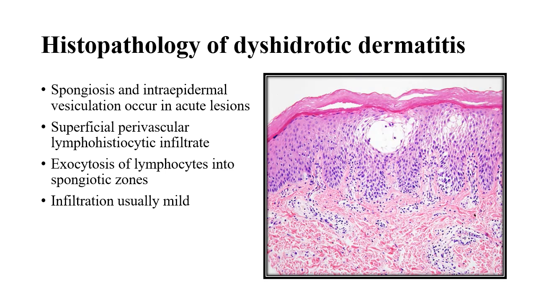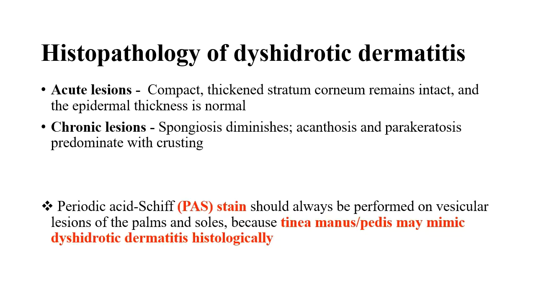Now, histopathology of dyshidrotic dermatitis. Spongiosis and intraepidermal vesiculation occur in acute lesions. There is a superficial perivascular lymphohistiocytic infiltrate with exocytosis of lymphocytes into the spongiotic zones. The infiltration is usually mild. In acute lesions, the compact thickened stratum corneum remains intact and the epidermal thickness is normal. With chronicity, the spongiosis diminishes, and acanthosis and parakeratosis predominate with variable crusting.